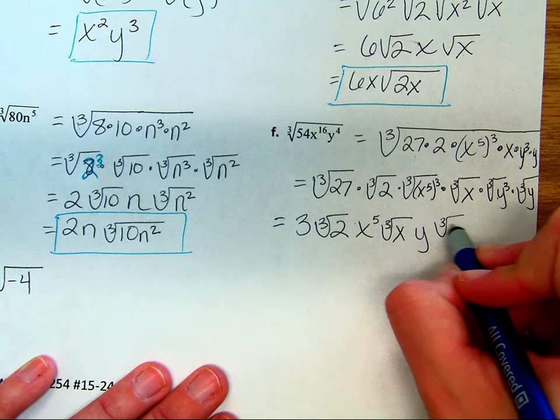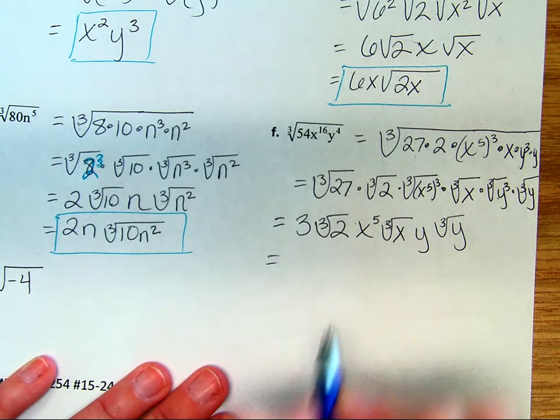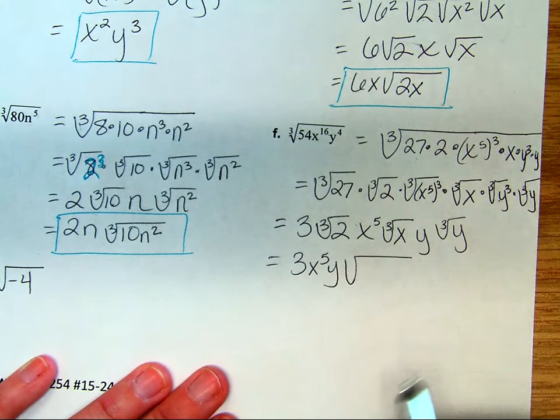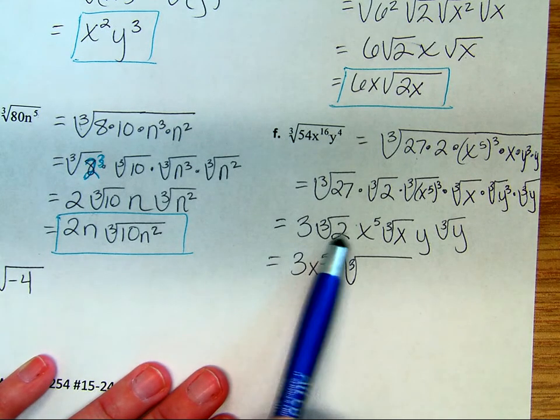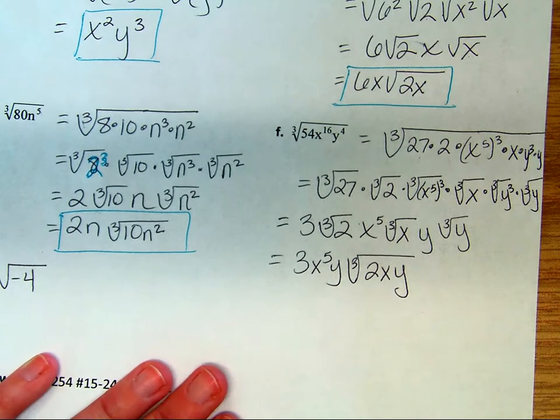And that looks weird. Let's put everything outside of the radical together. So 3x to the 5th times y times the cube root of, so everything that was under the radical was 2, x, and y. So that's 2xy under the radical. And that is simplified.